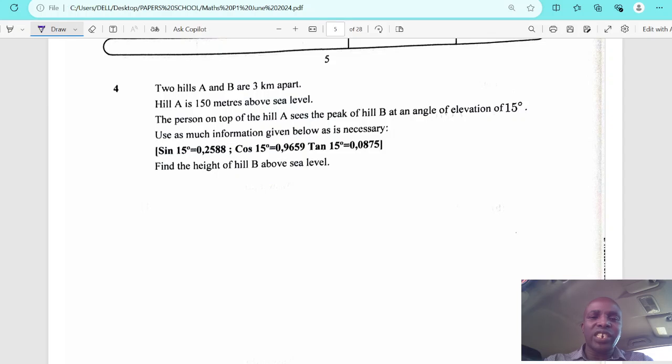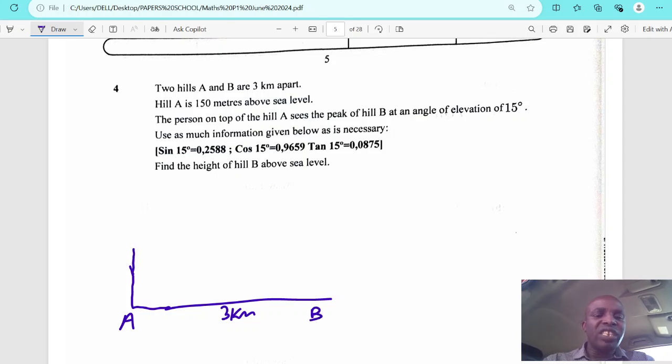Right. First thing is to sketch. We're given that there are two hills here, and these two hills are 3 kilometers apart. We have hill A and hill B. They said hill A is 150 meters above sea level, taking the horizontal of the base as sea level. So A will be 150 meters above sea level. Let's say A is here.